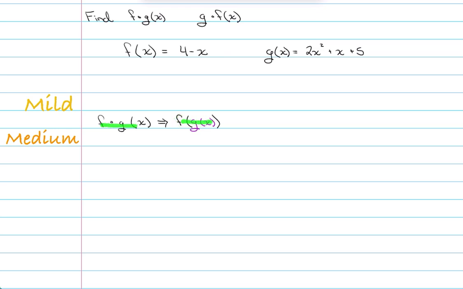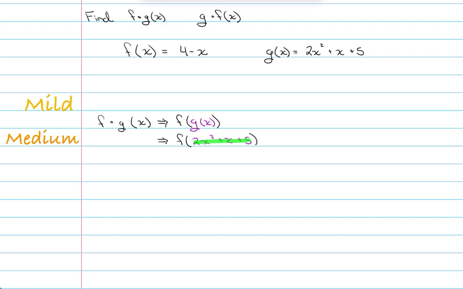Okay, so I'm going to rewrite this one more time, and I'm going to say f of, well, we know what g of x is. g of x is 2x squared plus x plus 5. So I'm going to replace my g of x with 2x squared plus x plus 5. Everywhere I see an x in f, here's my f of x, so I have this x right here, I'm going to replace that x with that function.